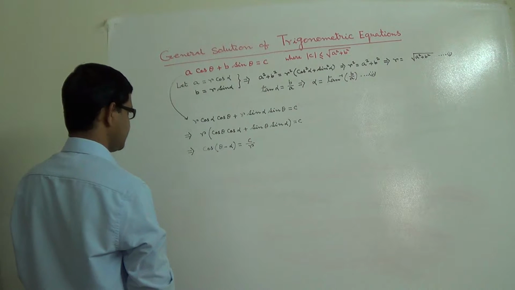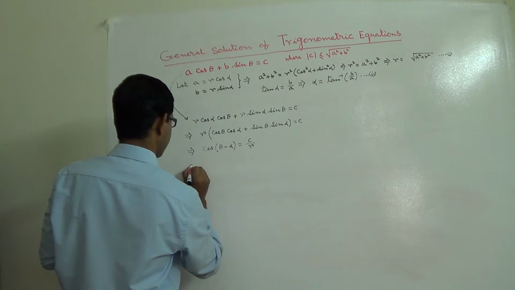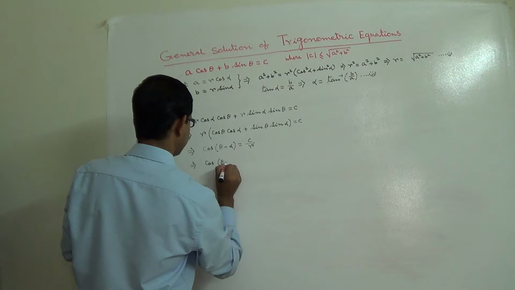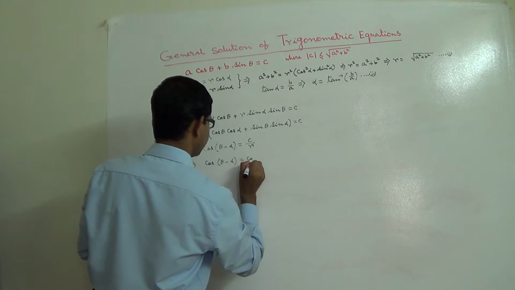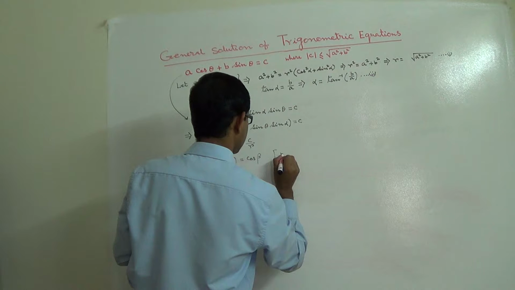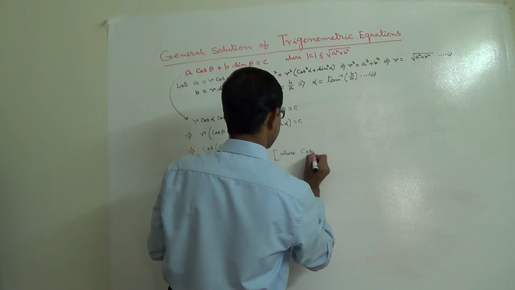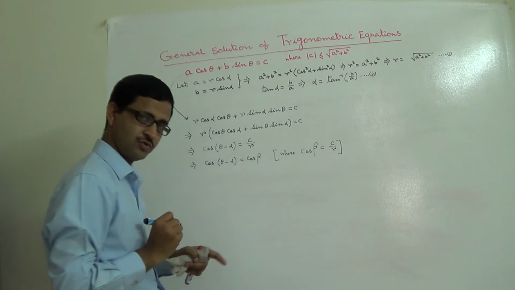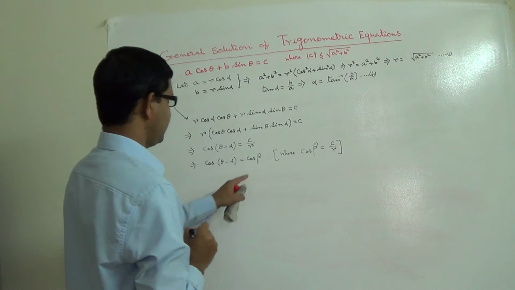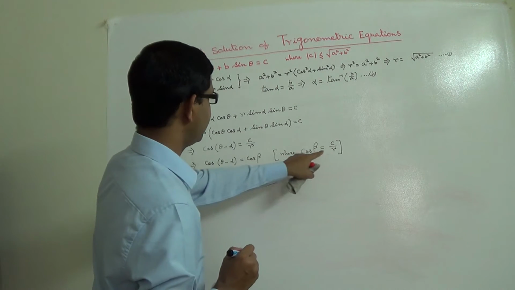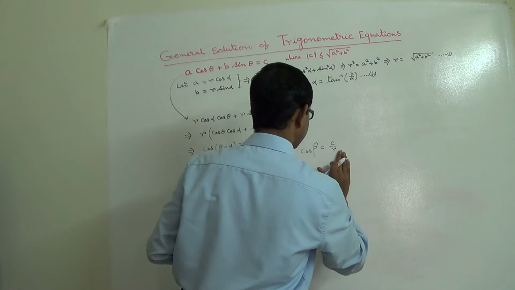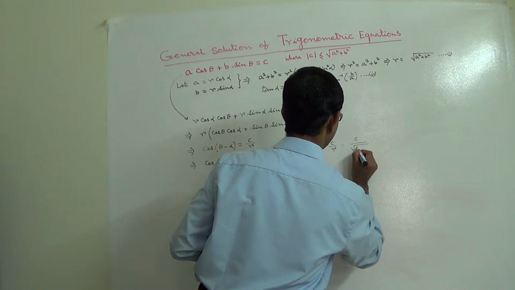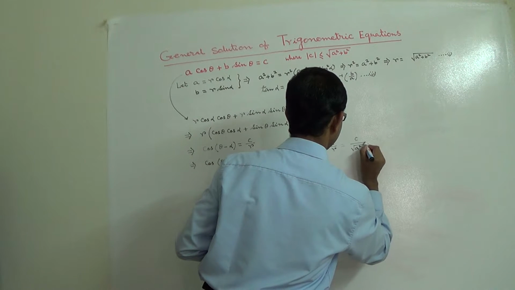Alright. So that implies cos of theta minus alpha is equal to, let's take it as cos beta. We are assuming cos beta is equal to C by R. Let's assume, we will replace the value later. Now here is the case that cos beta equal to C by R. What does it mean? What is R? That is equal to C by square root of A square plus B square.